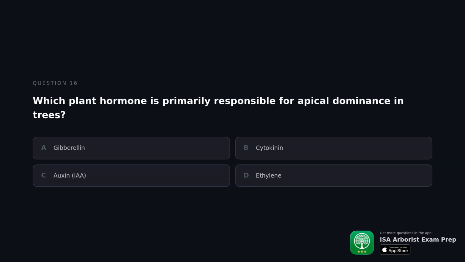Which plant hormone is primarily responsible for apical dominance in trees? A. Gibberellin. B. Cytokinin. C. Auxin, IAA. D. Ethylene.